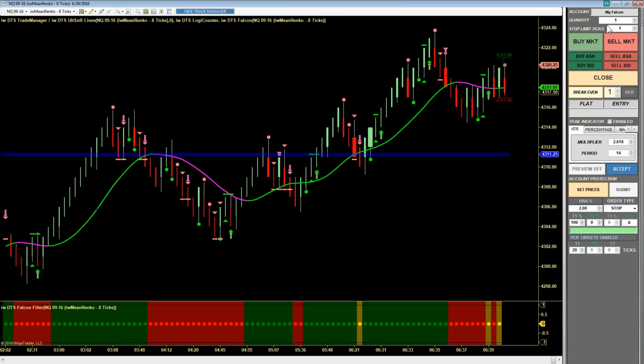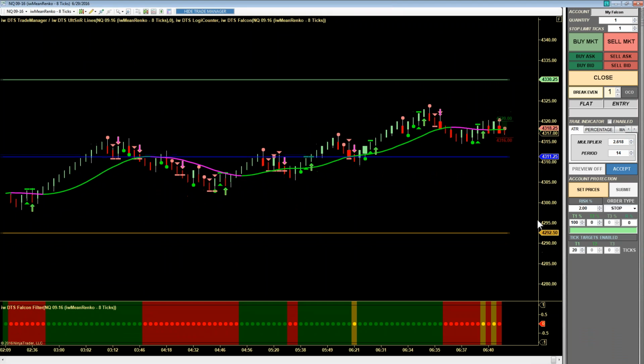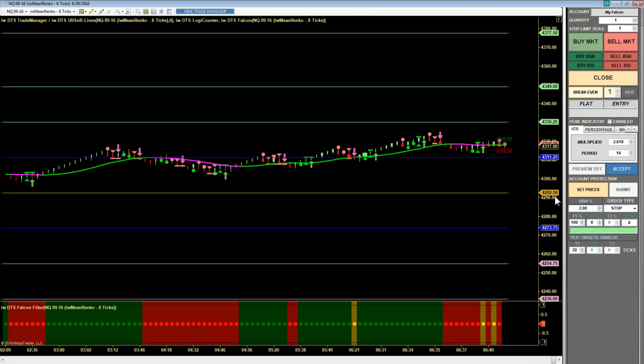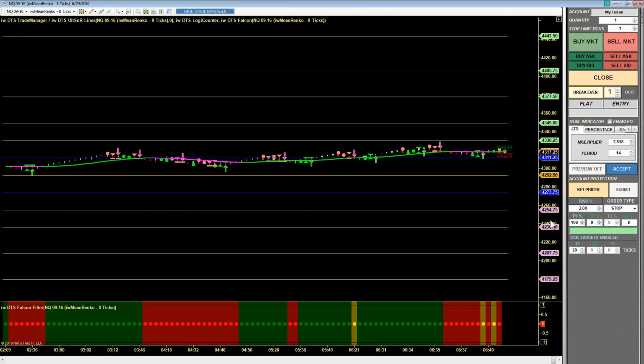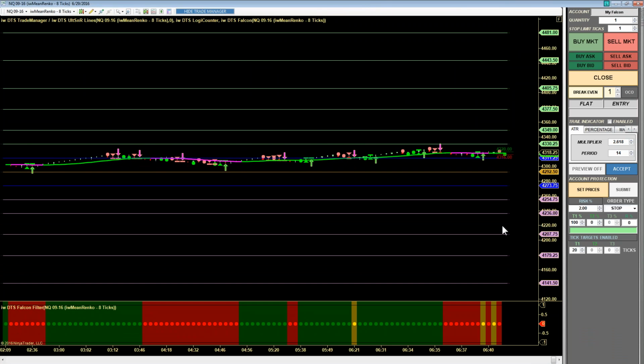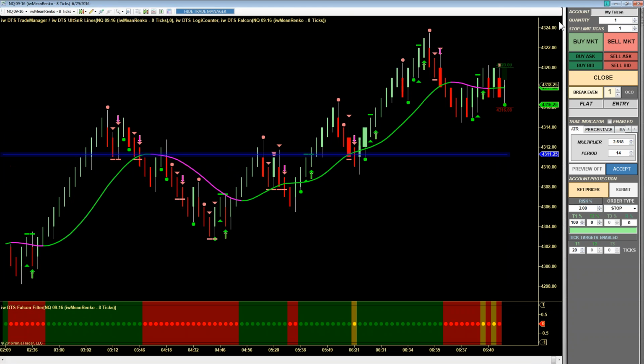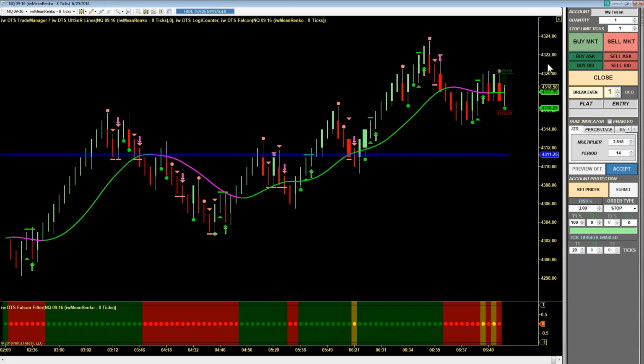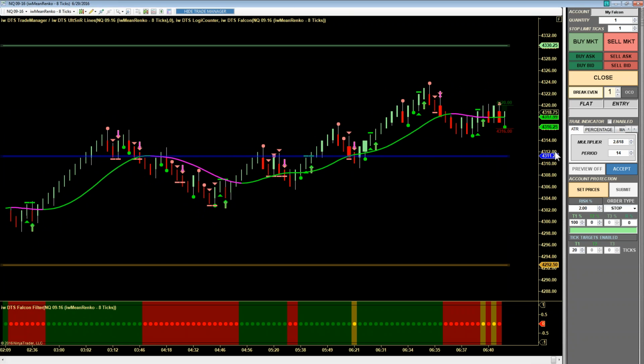Here on the Falcon, I forgot to point out the Ultimate Support and Resistance Suite. It's an assortment of 21 support and resistance lines. No, they are not pivot points. They are not Fibonacci retracements. If they happen to coincide with one, it's by coincidence, not by design.